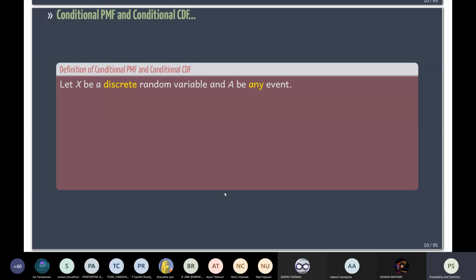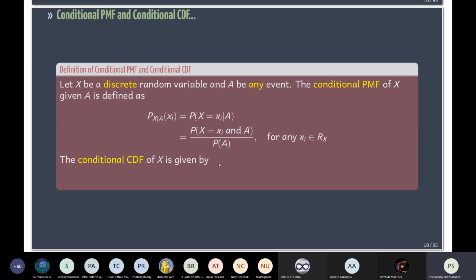Now let us define this in the case of joint. I'm still going to recall: the probability of x given that event A has happened is defined like this, and the conditional CDF is defined like this. So you can also talk about the conditional CDF.